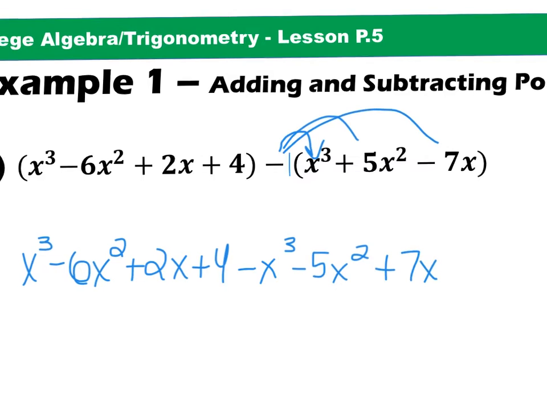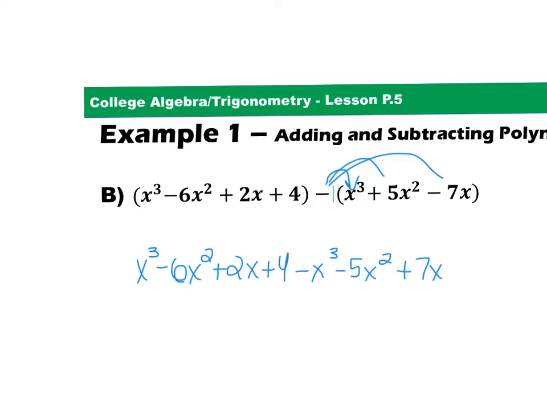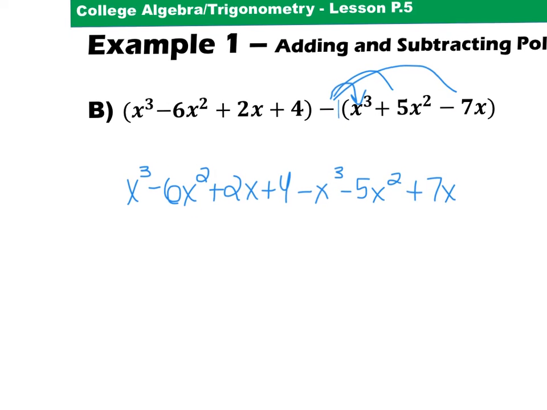Negative 1 times negative 7. Positive 7x. Okay, now that we've distributed that negative, we're just going to combine like terms.